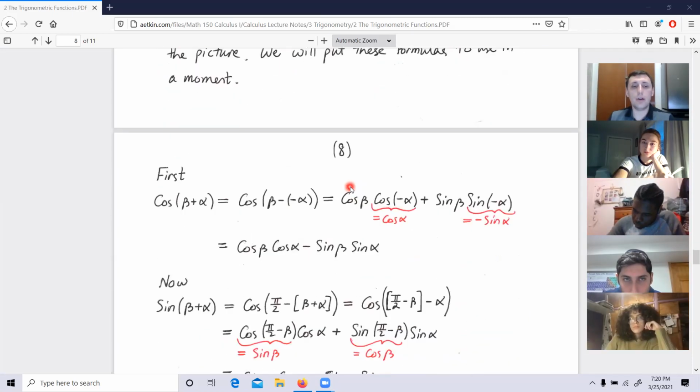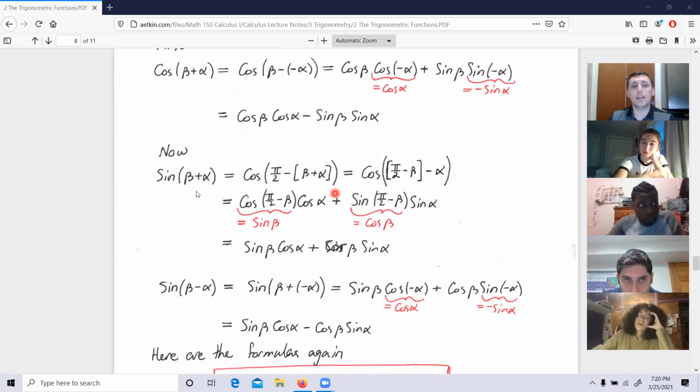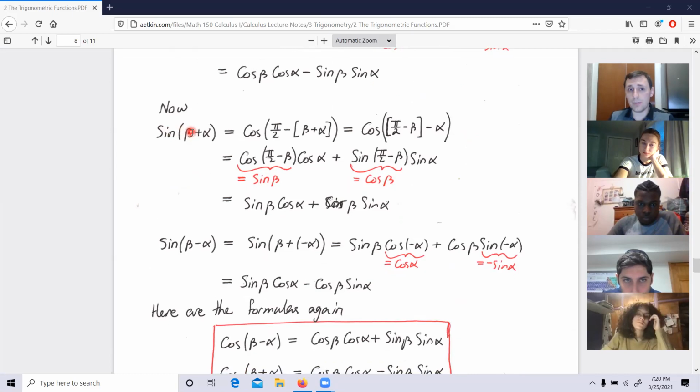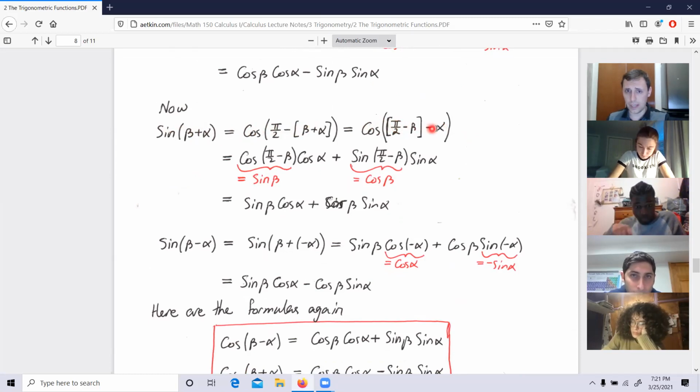So now, using that idea, I can figure out what is sine of beta plus alpha, because sine of beta plus alpha is the same as cosine of pi over 2 minus beta plus alpha. I can always take the angle, replace it by pi over 2 minus the angle, and replace sine by cosine. And then I can regroup, and I can say this is the same as cosine of pi over 2 minus beta minus alpha. It's now cosine of a difference of two angles.